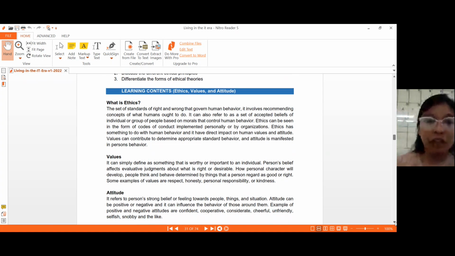Okay, so first of all, what is ethics? It's the set of standards of right and wrong that govern human behavior. So it involves recommending concepts of what humans ought to do. It can also refer to as a set of accepted beliefs of individual or group of people based on morals that control human behavior. So ethics can be seen in the form of codes of conduct implemented personally or by organizations. So ethics has something to do with human behavior and it has direct impact on human values and attitudes. So values can contribute to determine appropriate standard behavior and attitude as manifested in person's behavior.